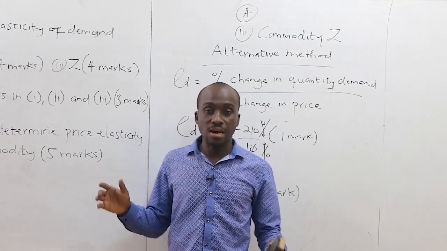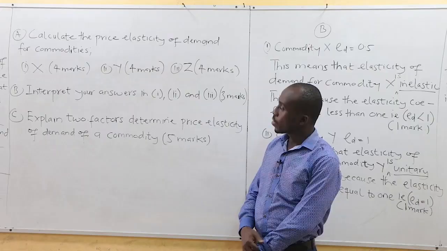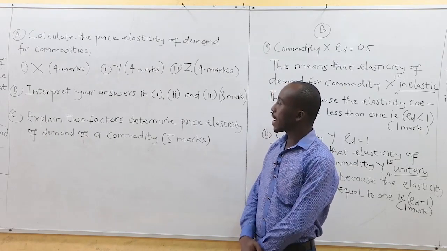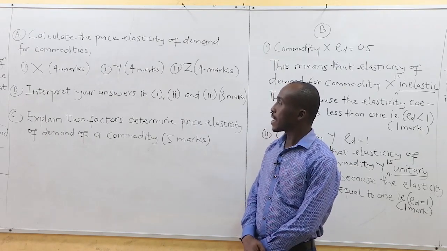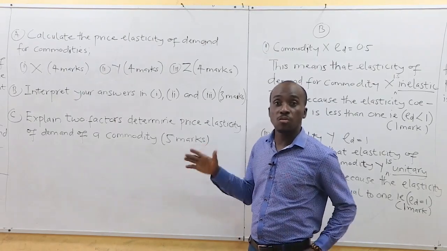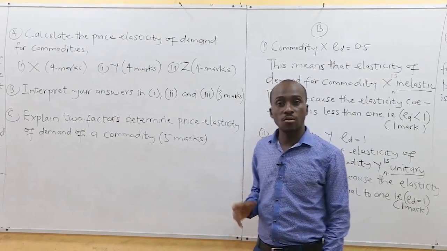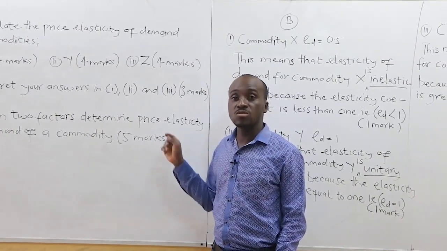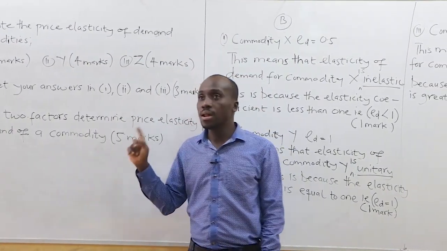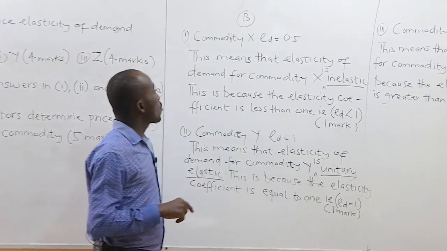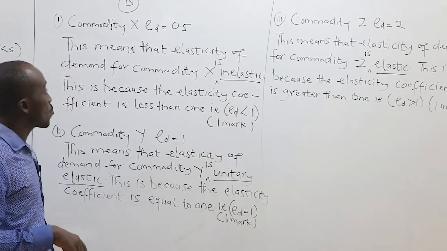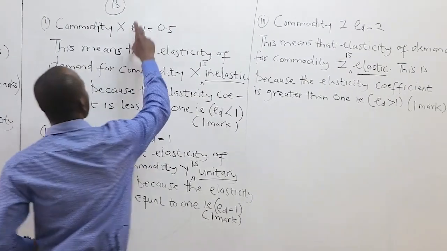Right? Now that we have done that, we want to answer the B. In B, we are supposed to interpret answers in I, II, and III. So your job is just to interpret what you got. Is it elastic, unitary elastic, or inelastic? If you look at the elasticity we got, you just interpret. 1 mark, 1 mark, 1 mark. Look at what they have for I. Remember that commodity X had elasticity of 0.5. We remember the answer we got. We got 0.5 for commodity X.